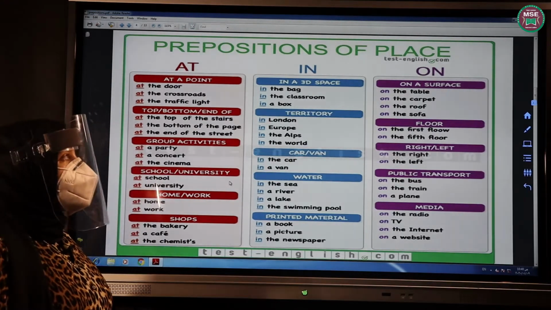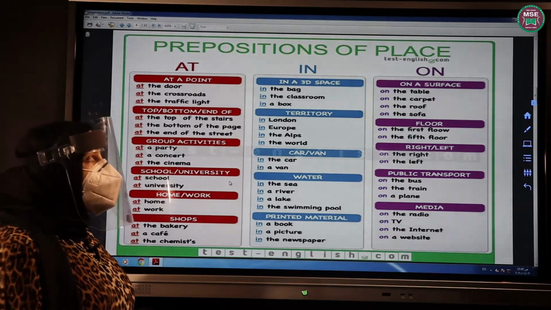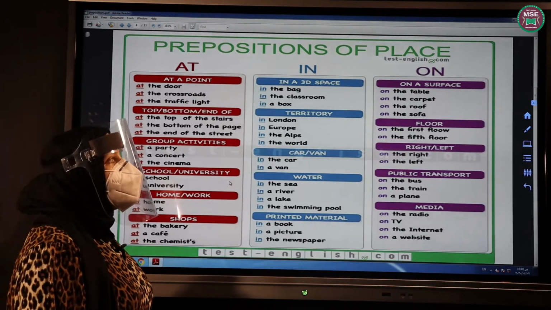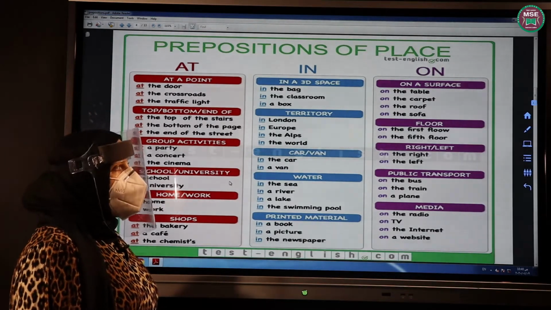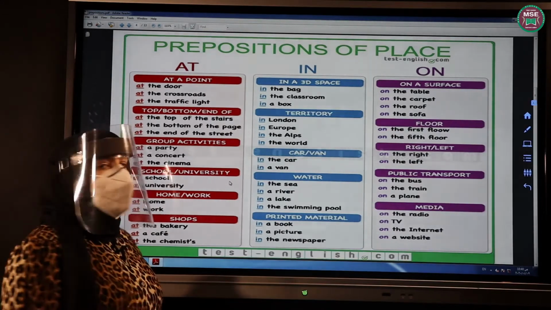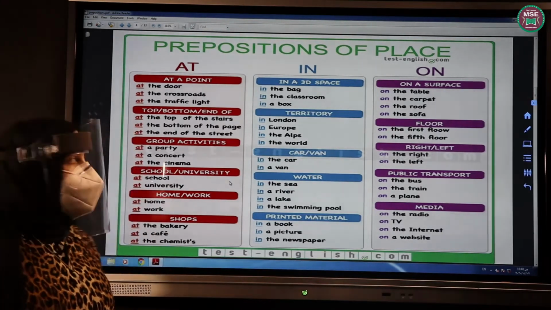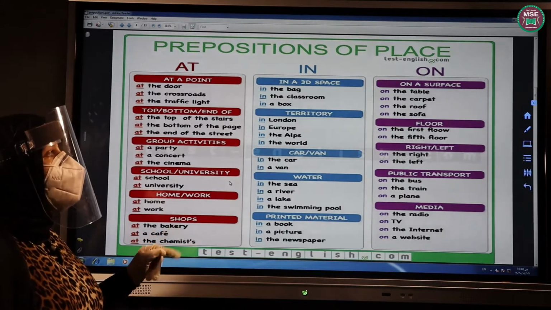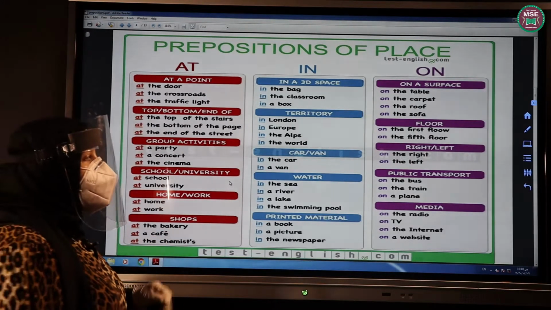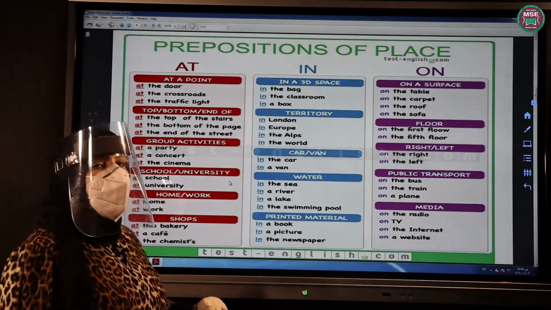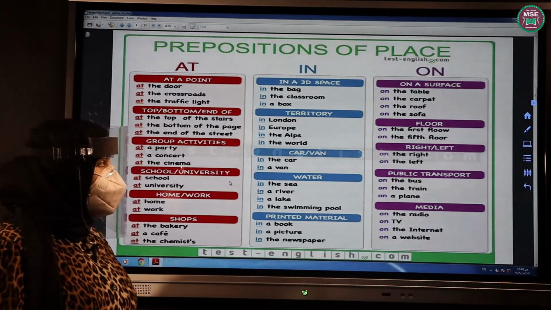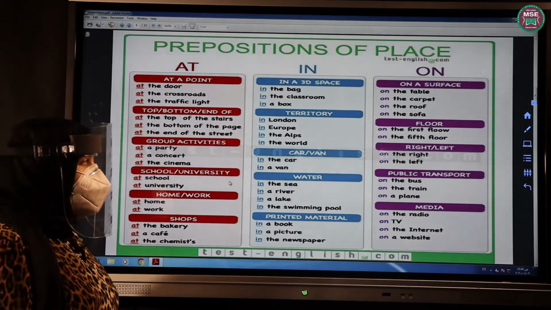On a surface, any surface. On the table, on the carpet, on the roof, on the sofa. The floor. Floor, it means which floor do you live in a building. On the first floor, on the 5th floor. So this is the floor where your flat is. On the right and on the left.